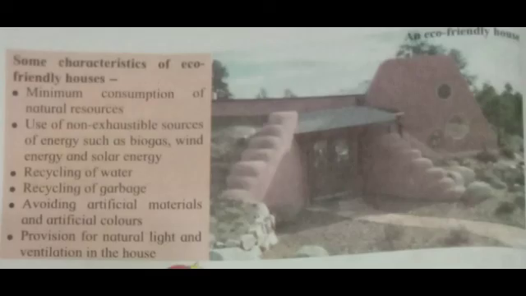Let us see. Minimum consumption of natural resources, meaning we use less and less natural resources. Use of non-exhaustible sources of energy such as biogas, wind energy and solar energy. This will never end. Recycling of water, recycling of garbage, avoiding artificial materials and artificial colors, provisions for natural light and ventilation in the houses. Next is underwater shelters.